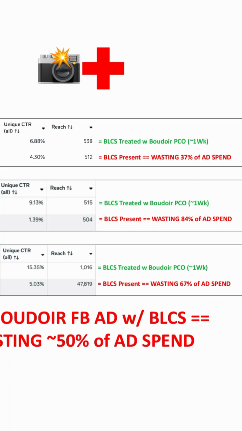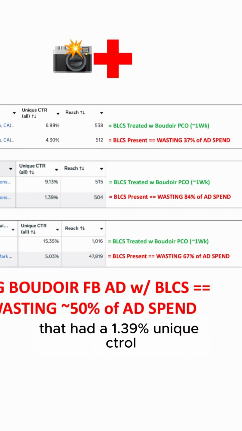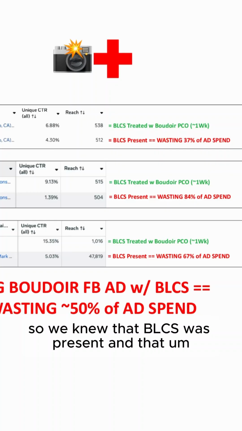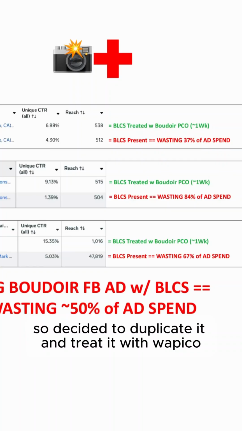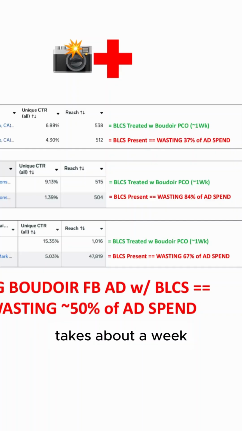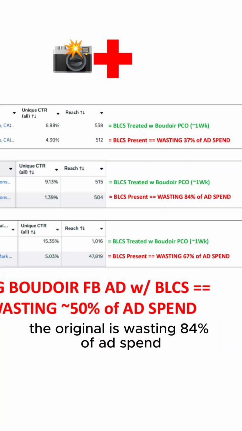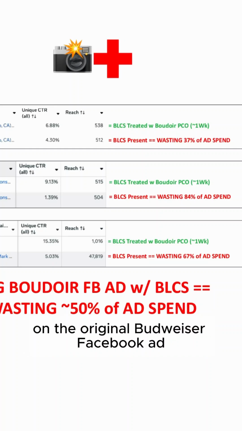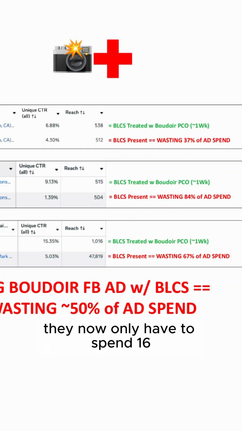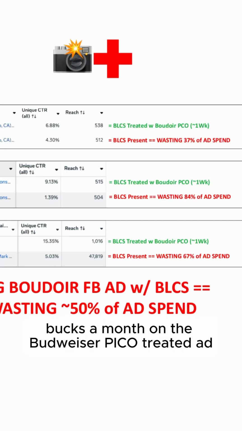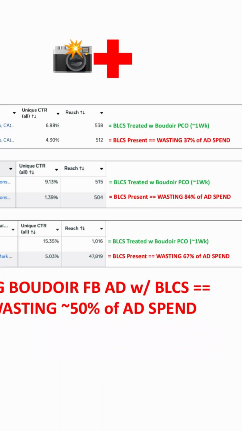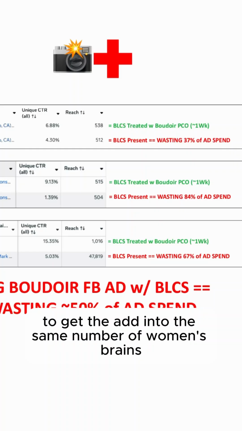Second part of the residency, I found a Boudoir Facebook ad that had a 1.39% unique CTR all. So we knew that BLCS was present, and decided to duplicate it and treat it with Boudoir Pico. It takes about a week, and I got the unique CTR all up to 9.13%. So we discovered that the original was wasting 84% of ad spend. If they're spending 10 grand a month on the original Boudoir Facebook ad, they now only have to spend $1,600 a month on the Boudoir Pico treated ad to get the ad into the same number of women's brains.